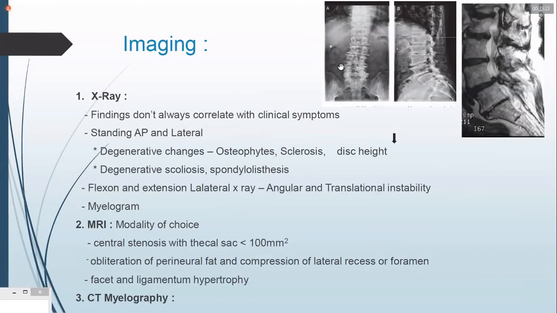The X-ray changes are degenerative changes: osteophytes, sclerosis, decreased disc space, degenerative scoliosis, and spondylolisthesis, with flexion-extension lateral views and dynamic views. MRI is the modality of choice. Central stenosis is when the dural sac area is less than 100 square millimeters. Third is CT myelography.